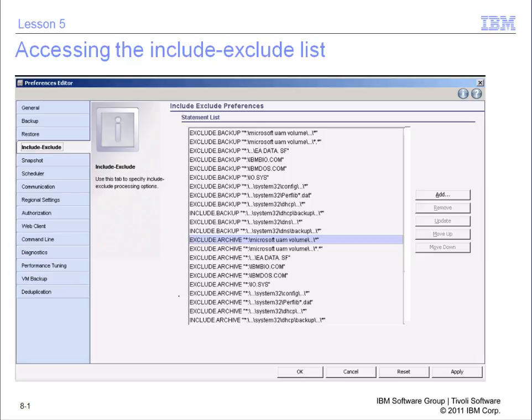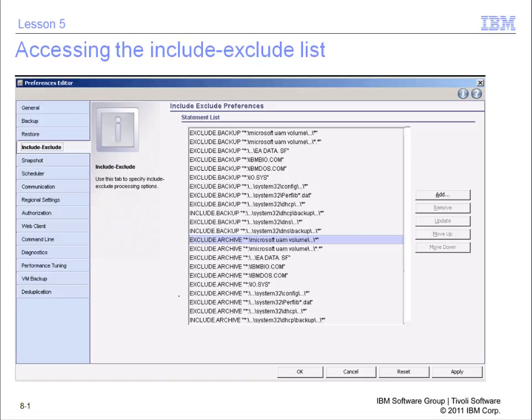Lesson 5, Include-Exclude Processing. You're going to use the Include-Exclude list to exclude files you don't want backed up and ensure that files you do want to back up, maybe that are in directories you've excluded, that you can then include. I know this all sounds foreign, but when you get through this lesson, I think you'll understand how we're going to do include-exclude processing. There is a tab in your Preference Editor in the Backup Archive GUI that will let you work with your include-exclude list.